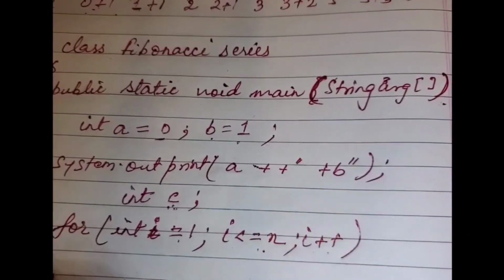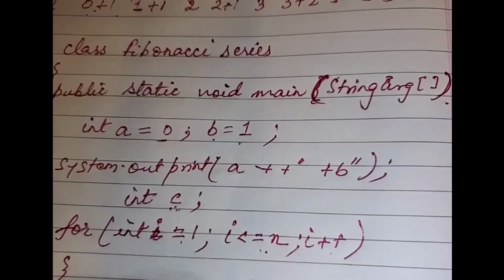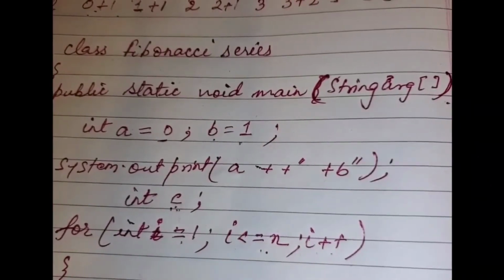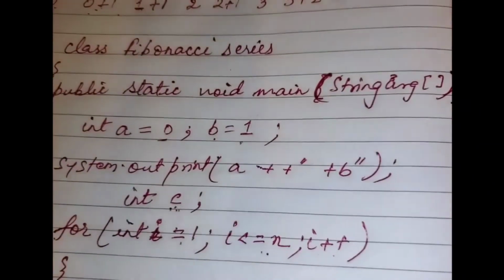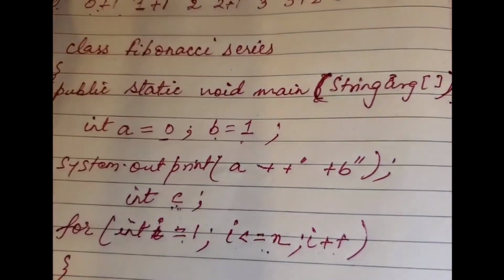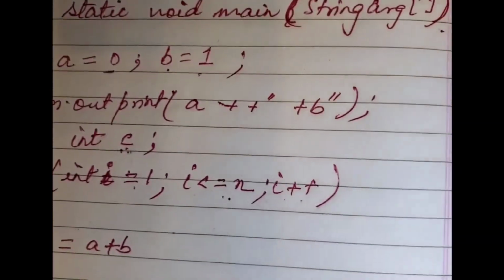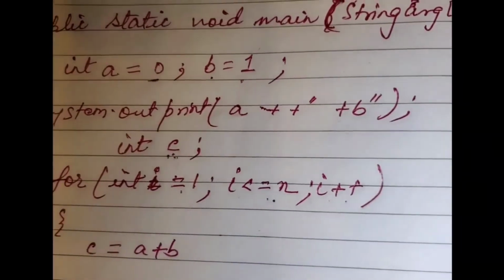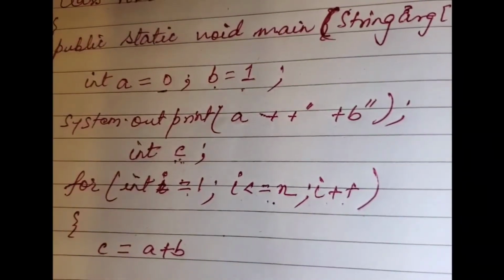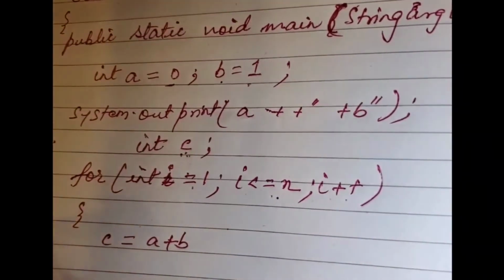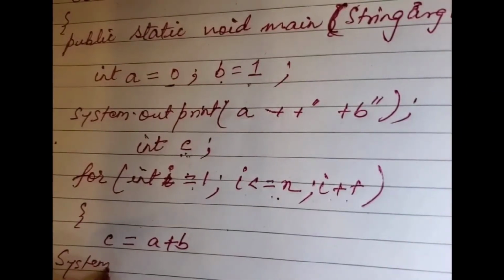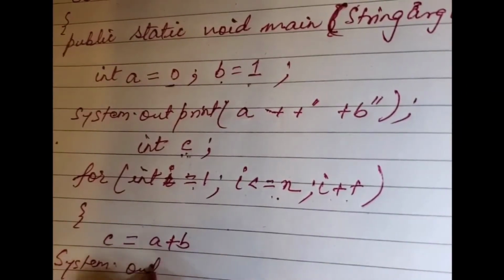And then what we'll do, we'll add the digits: c equals a plus b. Like this, c equals a plus b will come. And then finally, we'll print with System.out.println to produce the output.